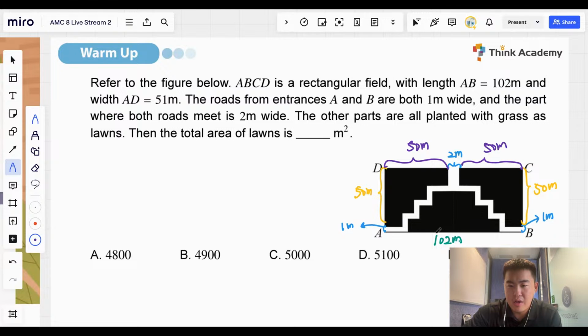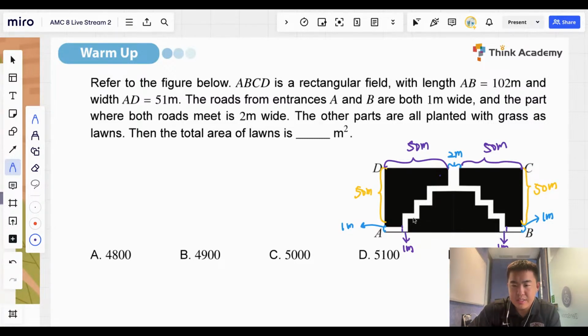Now, let's think about the line segment AB. We know its total length is 102. I will erase that because we want to mark it separately. So we know that this part is also 1 meter, and also here. Because let's recall what is given to us: the roads from entrances A and B are both 1 meter, and the part where both roads meet is 2 meters. Since in the purple part at the bottom the two roads still don't meet, we should know that it's still 1 meter.